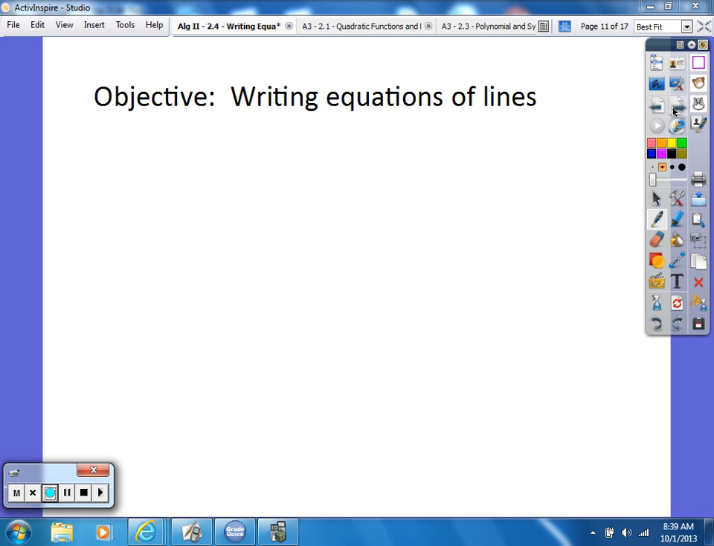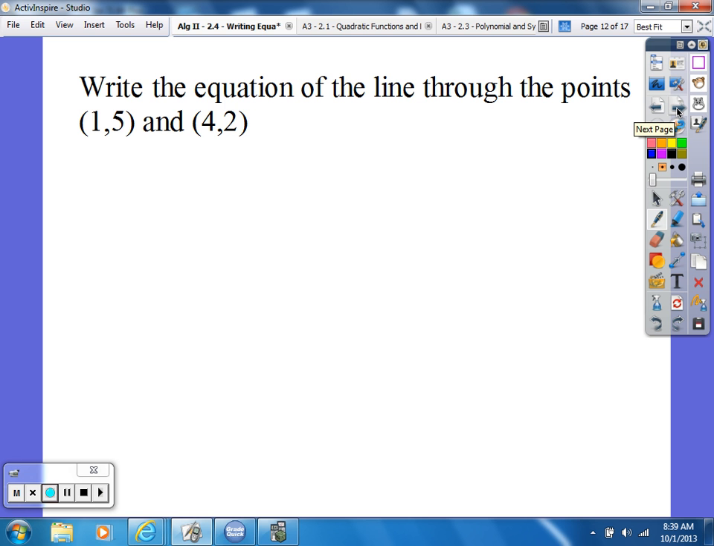So here's our first problem. Now I'm going to give you 2 points. Instead of giving you a slope and a point or a slope and a y-intercept, I'm going to give you 2 points. So go ahead and write down your 2 key pieces of information, just like yesterday. And what do you think I need to find first before I can do anything? The slope. Go ahead and find the slope between those 2 points.